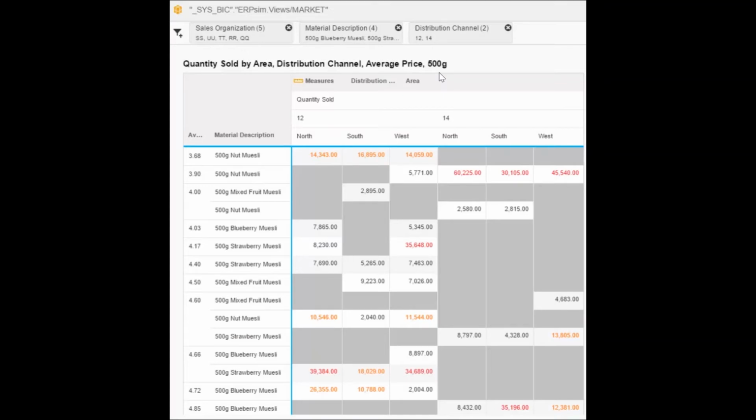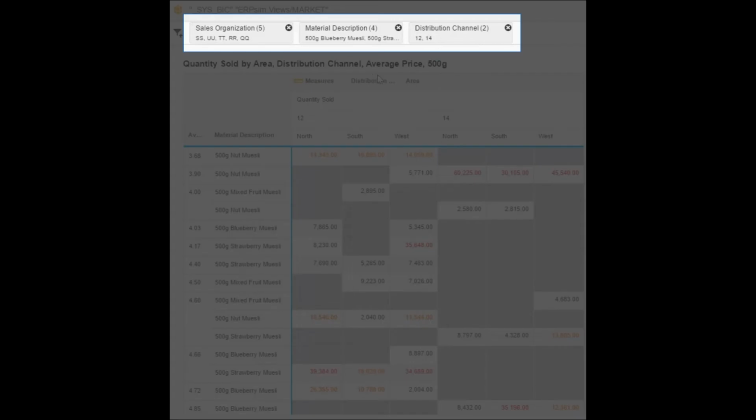This is a demonstration of the quantity sold by area, distribution channel, and average price tool from UberMuesli's market data toolset. This tool is specific to 500-gram products. We also have a similar tool that is specific to 1K products. As you can see, this tool shows the quantity sold for all graded game sales organizations.